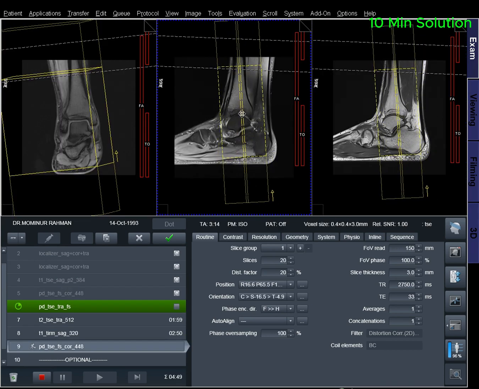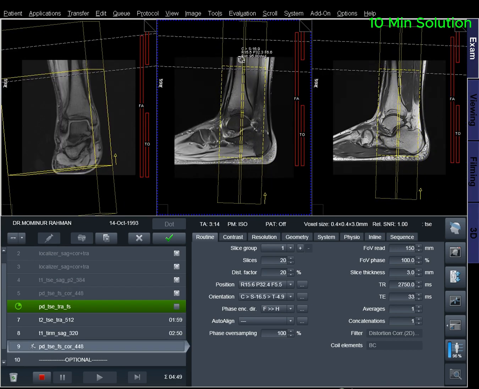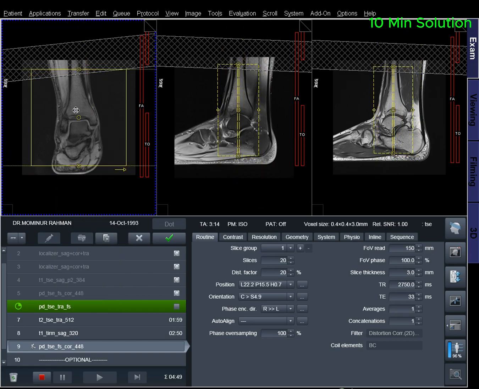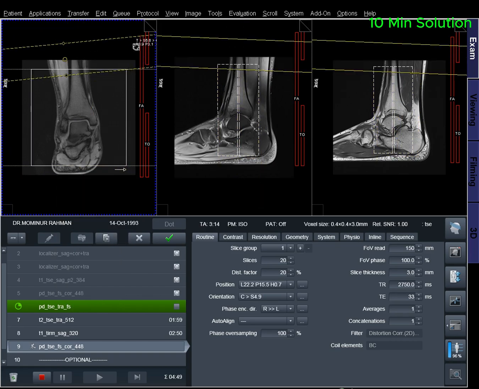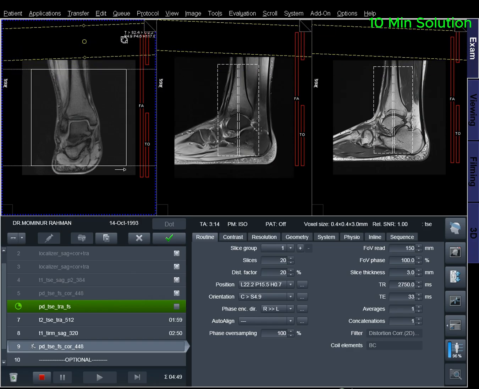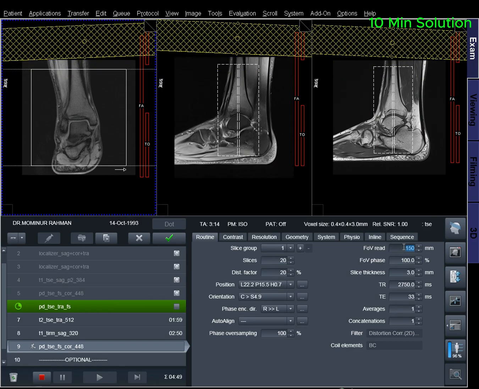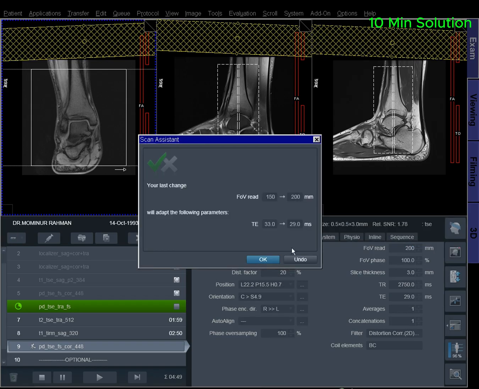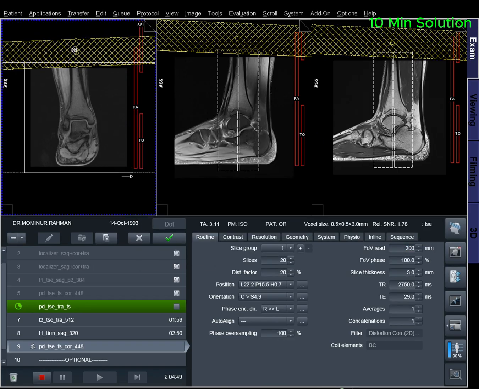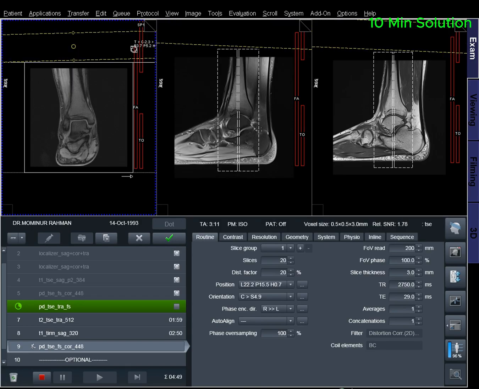PD fat-saturated coronal. Plan the coronal slices on the axial plane. Angle the positioning block parallel to the line along the medial and lateral malleoli. Check the positioning block in the other two planes. An appropriate angle must be given in the sagittal plane or parallel to the tibia.